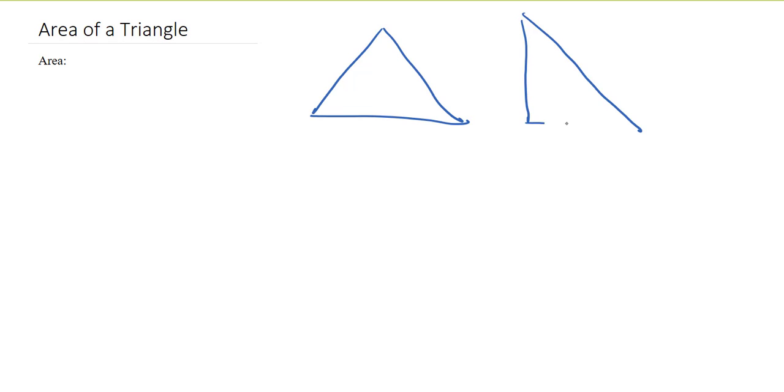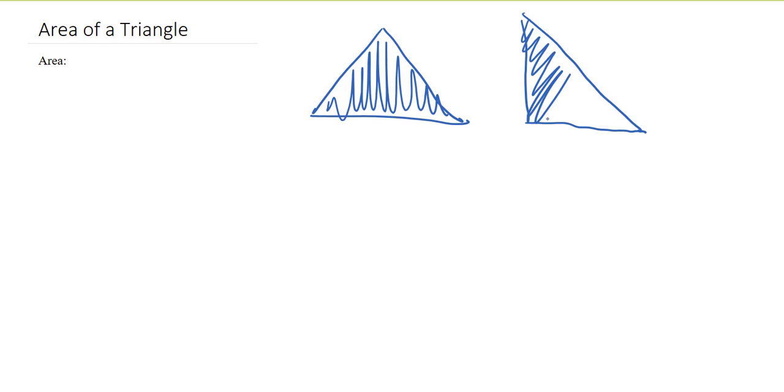Area of a triangle. So we're going to be looking at the area of a triangle, which could look like this, right? Or it could look like this. So to find the area, so all of this, like what is this? The area of the triangle.